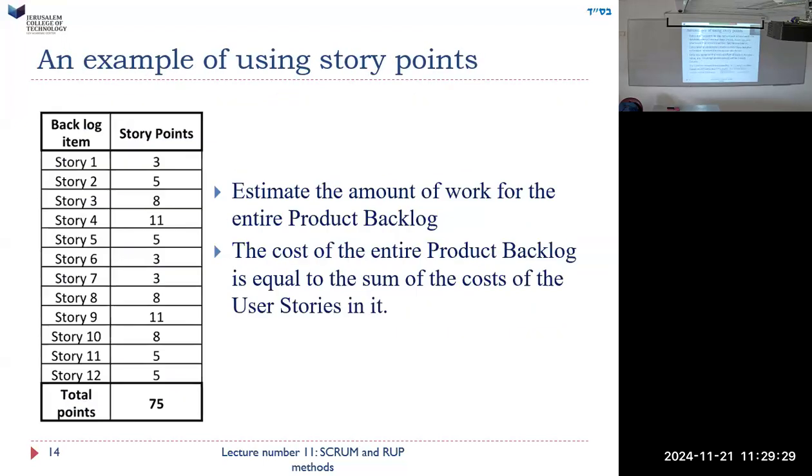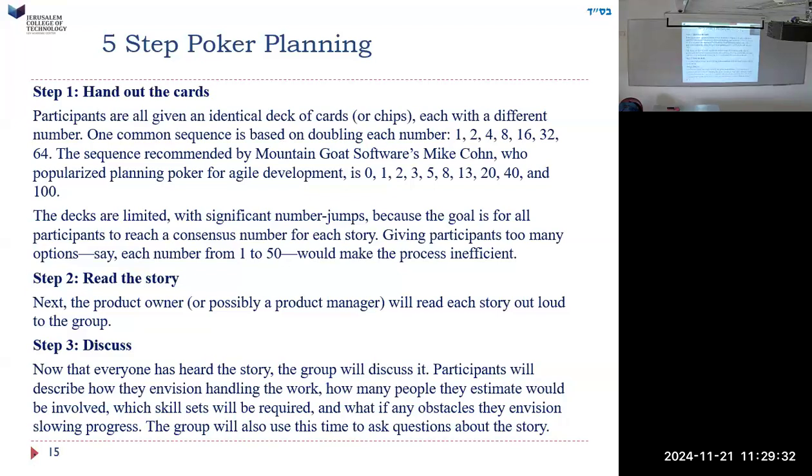Yeah, it's funny, nowhere does it say, maybe it's going to say in the poker playing, how it's won. Let's see. There are 5 steps to the poker playing. Participants are all given an identical deck of cards or chips, each with a different number. One common sequence is based on doubling each number, 1, 2, 4, etc. The sequence recommended by the person who invented it is 0, 1, 2, 4.